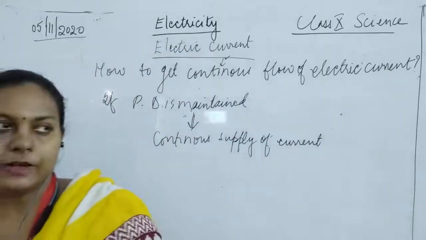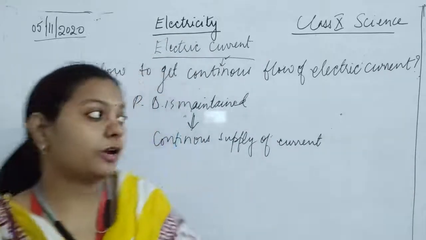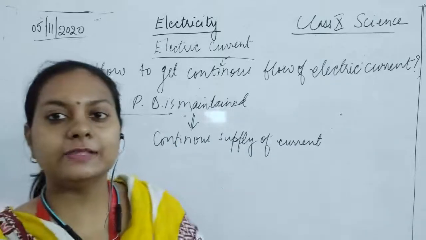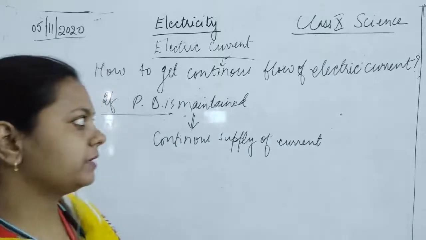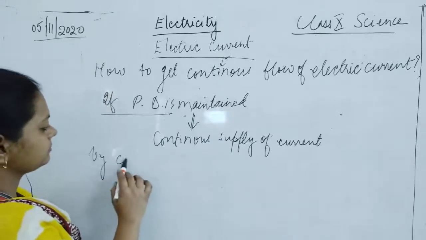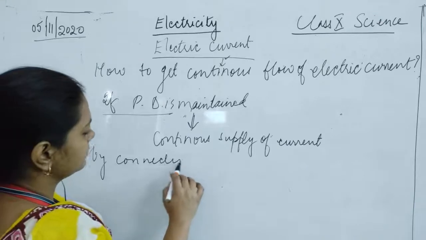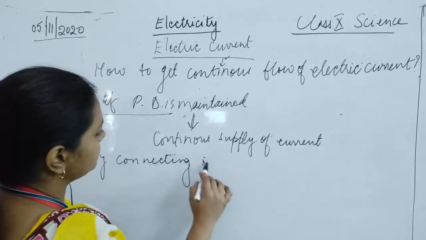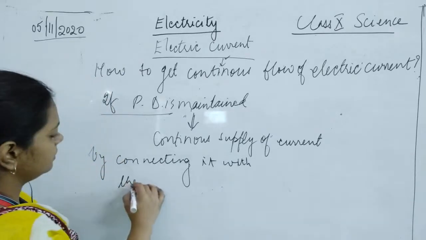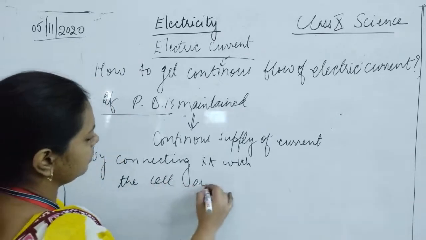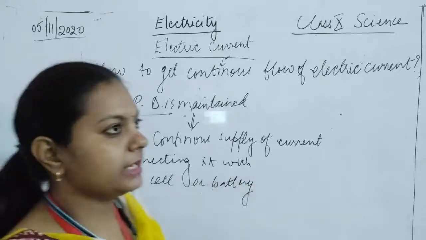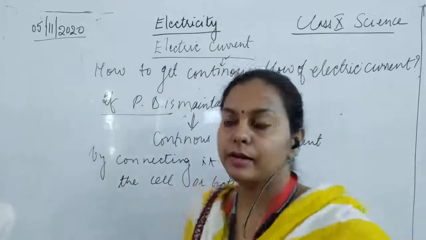Okay, so when potential difference is always there, now how do we create this potential difference? Potential difference will be created between the ends of the terminals of the wire by connecting it with a cell or battery. Okay, it is going to be connected with a cell or a battery.